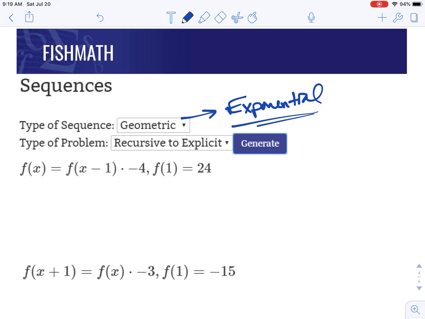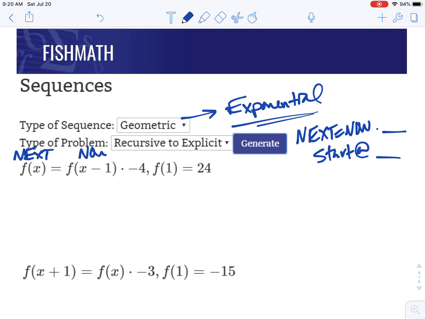Whenever you think of a recursive relationship, think of it in terms of next and now. How do we take the current thing and get us to the next thing? So in this case, it'll be next equals now times something, starting at something. That's what a recursive relationship looks like for a geometric sequence. So for the first one here, f of x would be the next is the current times -4, starting at 24. So we can use this to build a table.